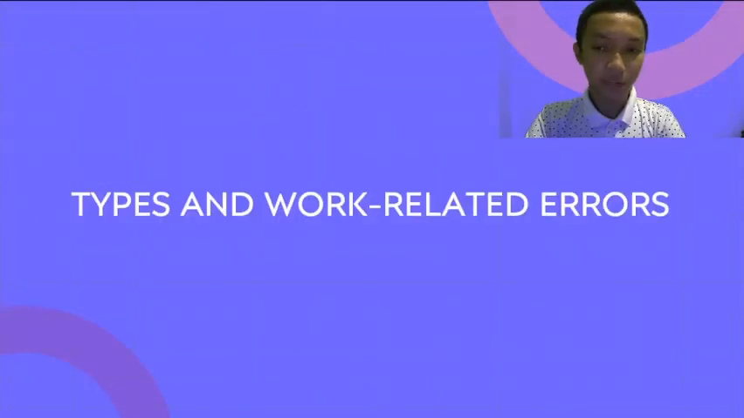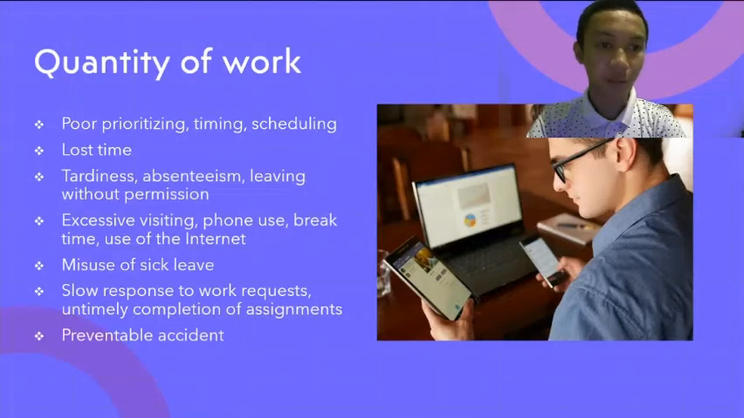Types of work-related errors. Quantity of work: poor prioritizing, timing, scheduling, loss of time, tardiness, absentees, leaving without permission, excessive visits, phone use, break time, use of internet, misuse of sick leave, slow response to work requests, untimely completion of assignments, and preventable accidents.